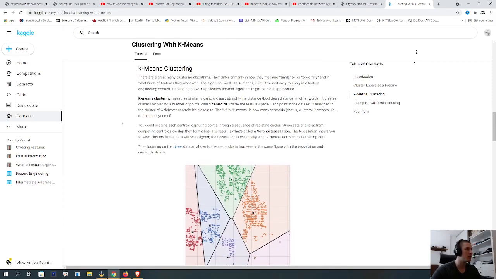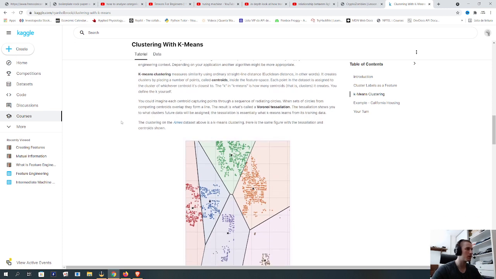K-means clustering. There are a great many clustering algorithms. They differ primarily in how they measure similarity or proximity and in what kinds of features they work with. The algorithm we use, k-means, is intuitive and easy to apply in a feature engineering context. Depending on your application, another algorithm might be more appropriate. K-means clustering measures similarity using ordinary straight-line distance, Euclidean distance, in other words. So it finds the center of mass, pretty much.